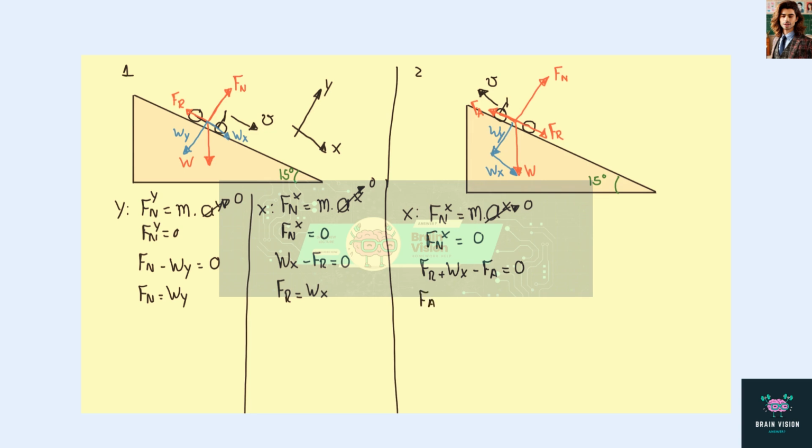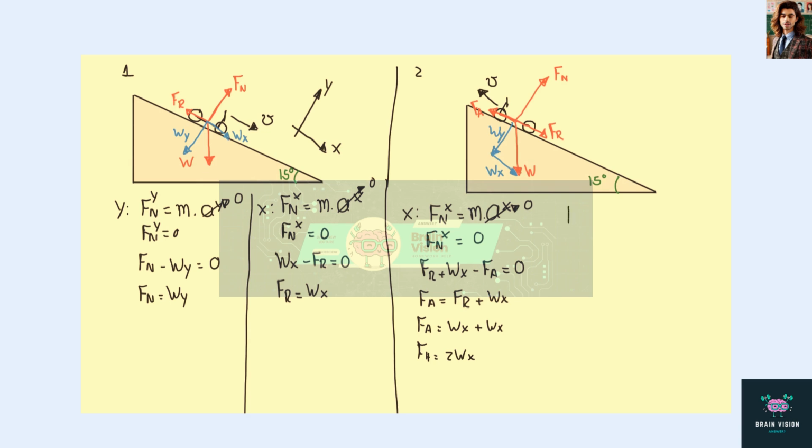Then the applied force should be equal to the air resistance force plus the weight force component x. But note that from situation number 1, we discovered that the weight component x is equal to the air resistance force. Then the applied force should be equal to the weight component x plus the weight component x. Then the applied force is equal to 2 times the weight component x.